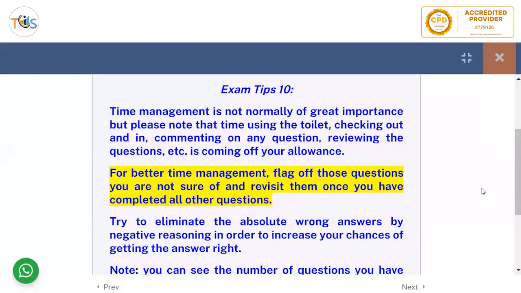Time management is not normally of great importance if you use your time wisely, but please note that time using the toilet, checking out and in, commenting on any question, reviewing the question, etc. is coming off your allowance.